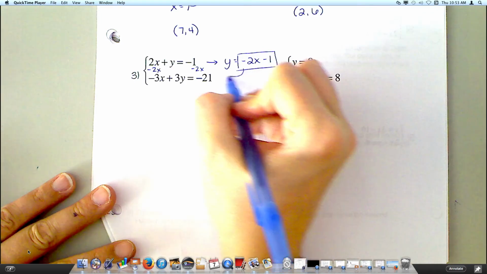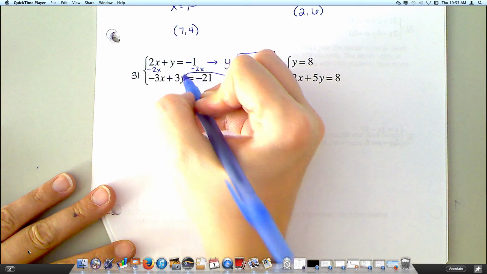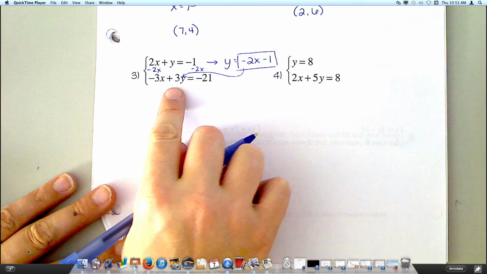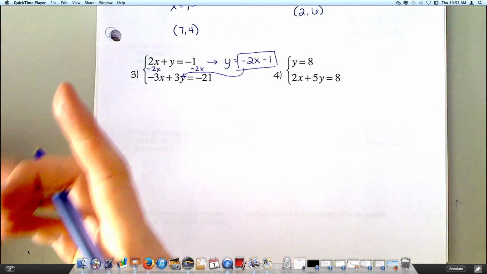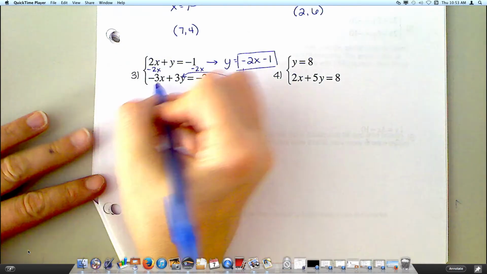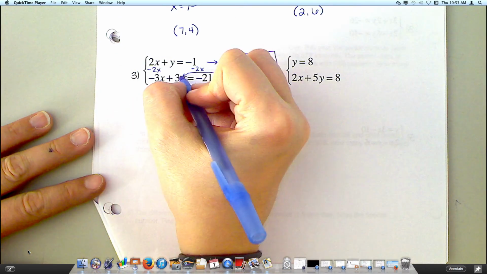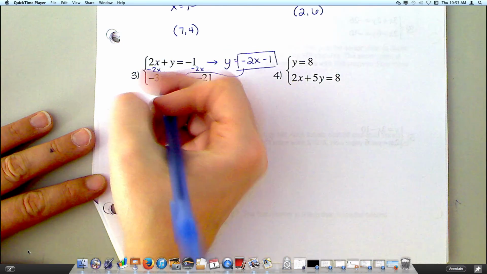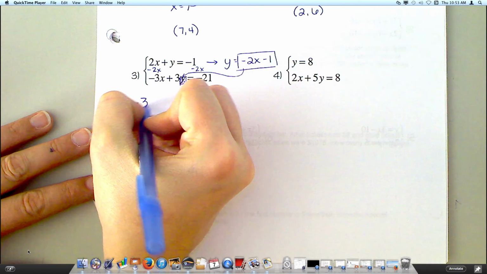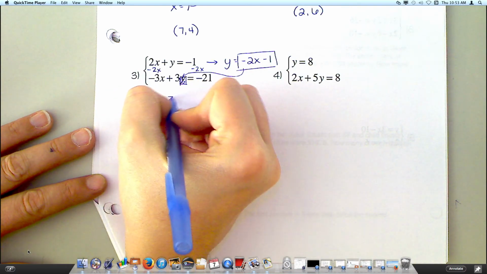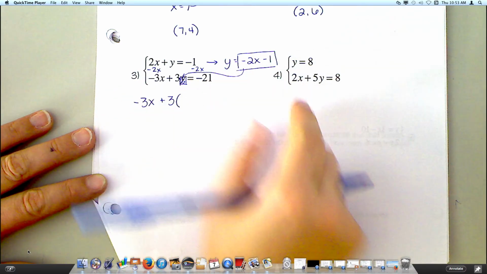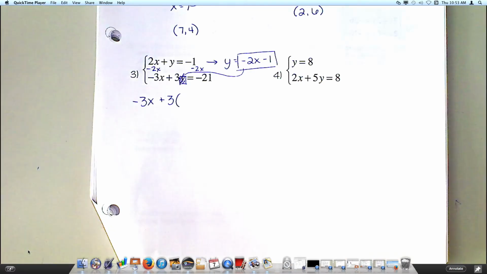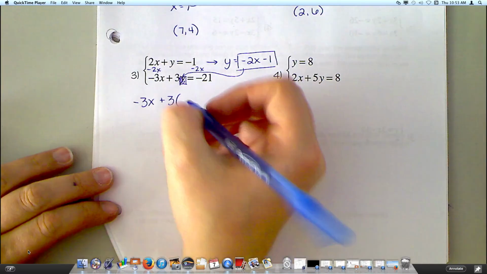So that's what I'm going to take and put in here for y. Now this one's a little weirder because the y is kind of embedded in an equation, but that's okay. I'm just going to recopy this equation exactly, but when I get to the y, I'm going to take it out and replace it with that. So negative 3x plus 3, and then in parentheses, because if you're putting something in where there's already a number, you've got to put it in parentheses.